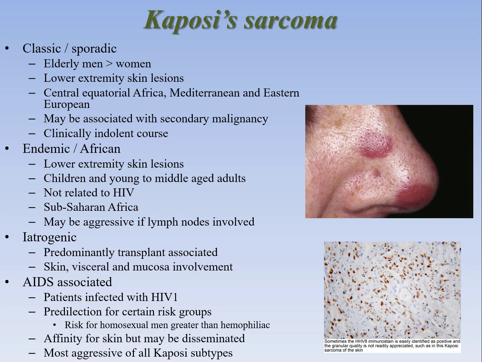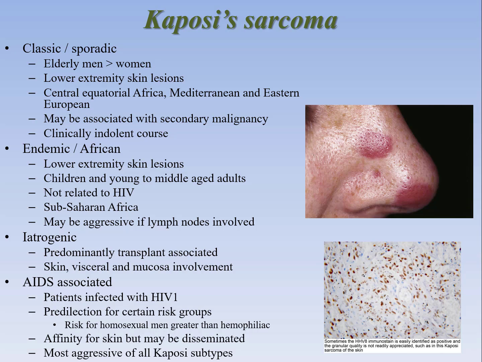The next variant is the iatrogenic, or renal transplant, variant. It's connected with the immunosuppressive therapy which we use during transplantation of internal organs or skin. It is predominantly associated with transplantation. It often affects skin, viscera, and mucosa.